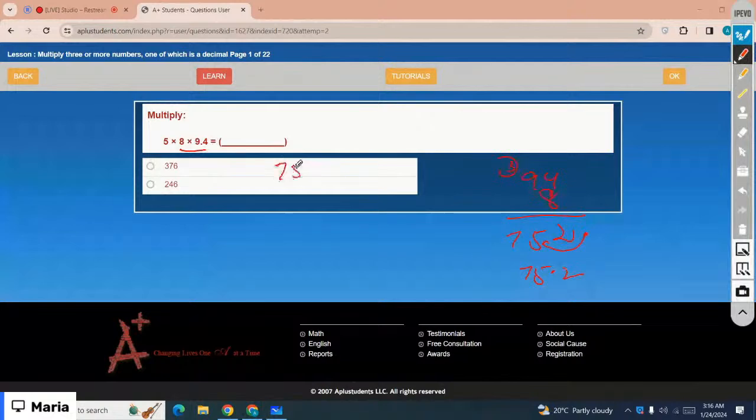Now you have to do 75.2 times 5, right? Because here we are done with multiplying 8. Now you have to multiply it by 5. So 75.2 times 5 is 5 times 2 is 10, 0, 1 carry. 5 times 5 is 25 and 26, 6, 2 carry. 5 times 7 is 35, 36, 37. So you need to move the decimal point one place left, right? So when you move the decimal point one place left, it would be 376. Got it? The correct option is 376. Option number 1 is the correct option.